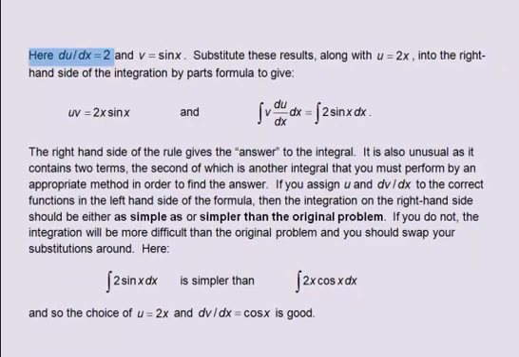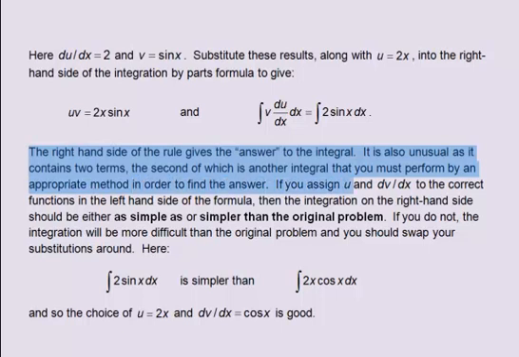Here, du by dx equals 2 and v equals sin x. Substitute these results along with u equals 2x into the right hand side of the integration by parts formula to give uv equals 2x sin x, and the integral of v multiplied by du by dx with respect to x equals the integral of 2 multiplied by sin x dx. The right hand side of the rule gives the answer to the integral. It is also unusual as it contains two terms, the second of which is another integral that you must perform by an appropriate method in order to find the answer.